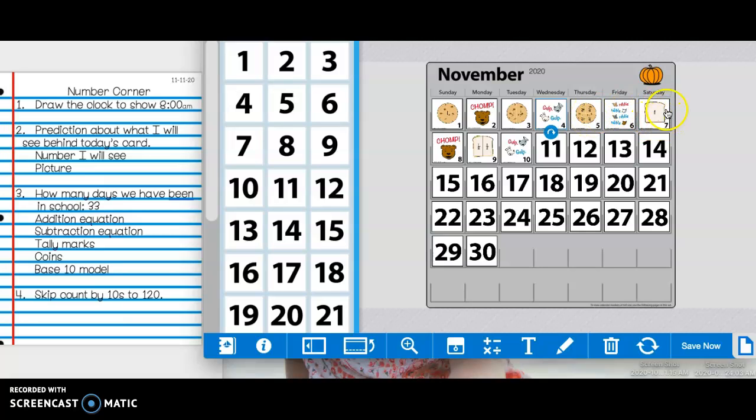Then I saw 1 whole sandwich. I saw 1 bear chomping the sandwich. Then I saw 2 halves of a sandwich, and I saw 2 dogs gulping a half. They each ate or gulped half of a sandwich. What will I see behind today's card? Press pause if you need more time.